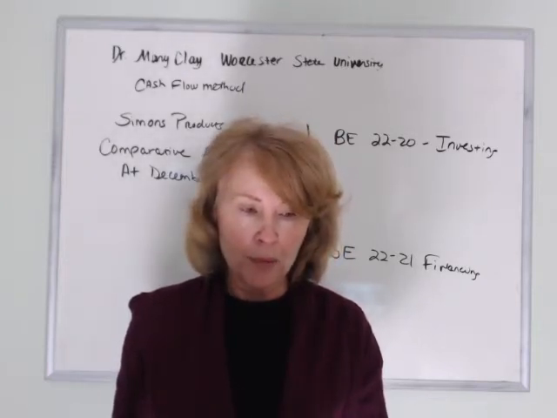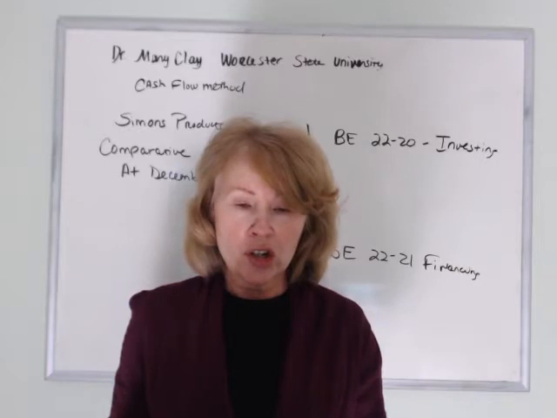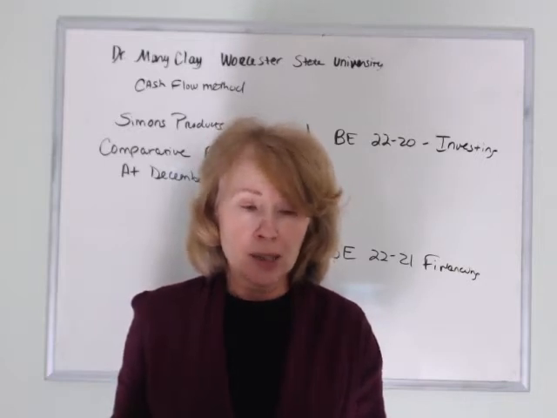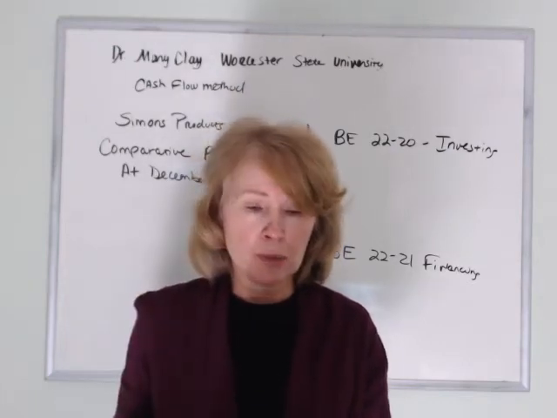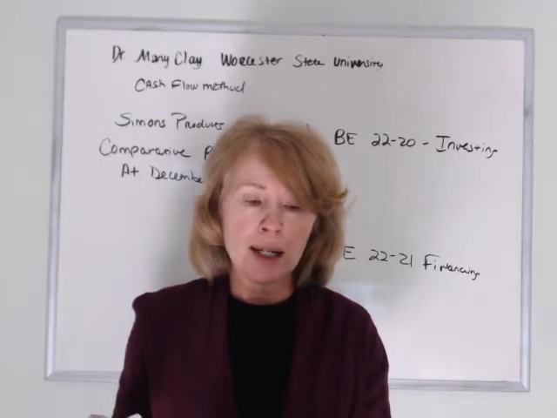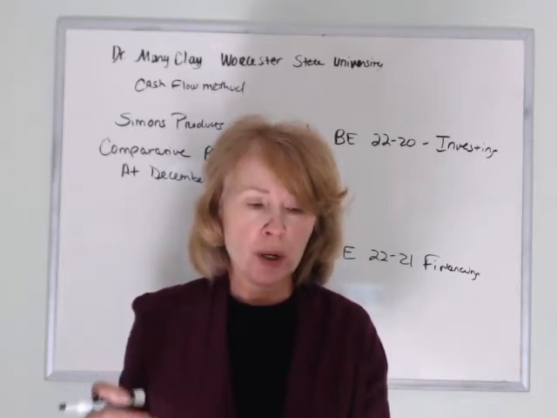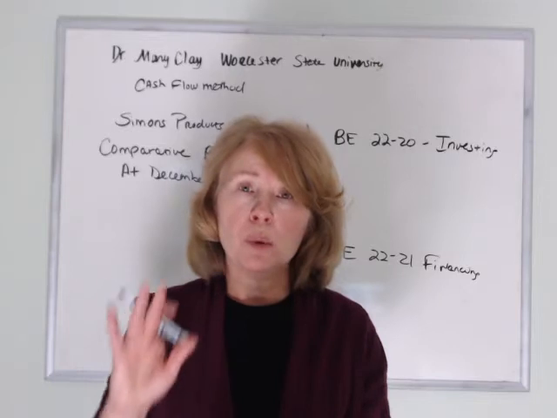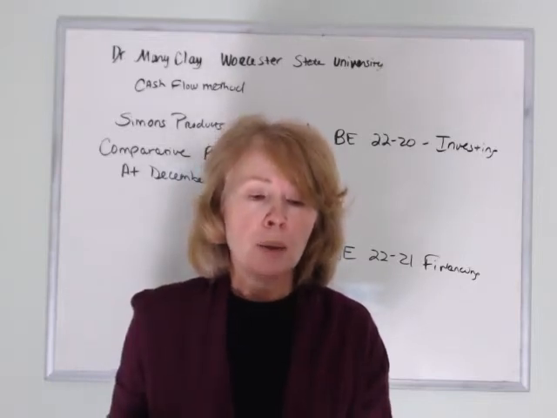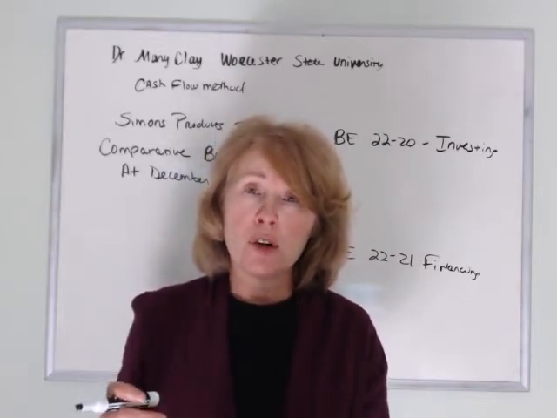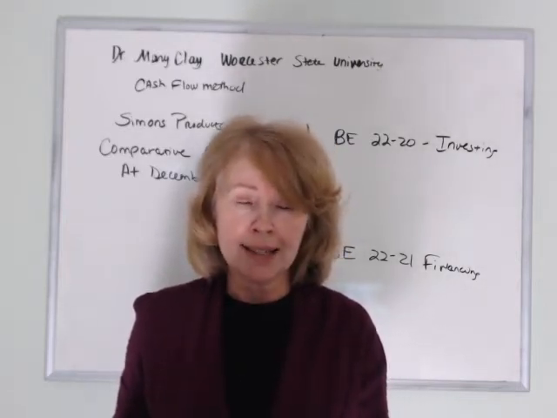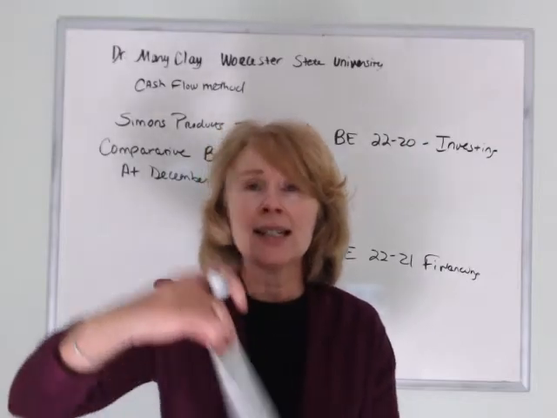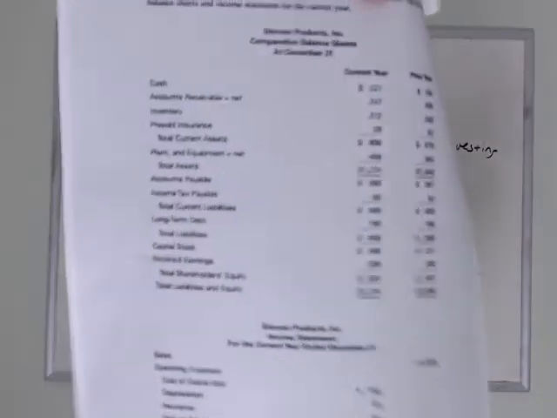Okay, so the change for accounts receivable was 39, and accounts receivable increased. We're going to do something with that in a minute. For inventory, the change was 52, inventory increased. We'll do something with that in a minute. The change with prepaid insurance, which is a current asset, was 26, and that decreased. Okay, so that's going to take care of your current assets.